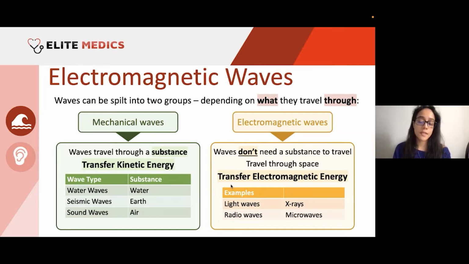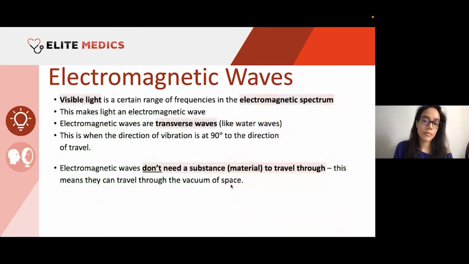Electromagnetic waves transfer electromagnetic energy. Just like mechanical waves are carrying kinetic energy, electromagnetic waves are always going to be transferring what we call electromagnetic energy. There's lots of different examples that we'll look at of types of electromagnetic waves or EM waves. But the examples on this slide are light waves, radio waves, X-rays, and microwaves.